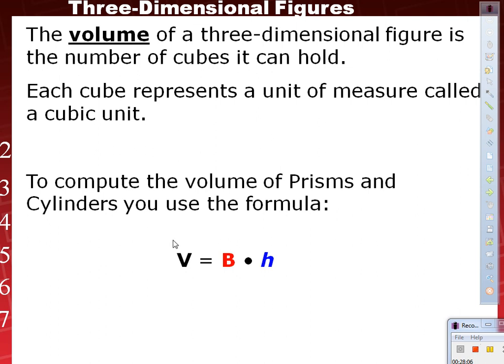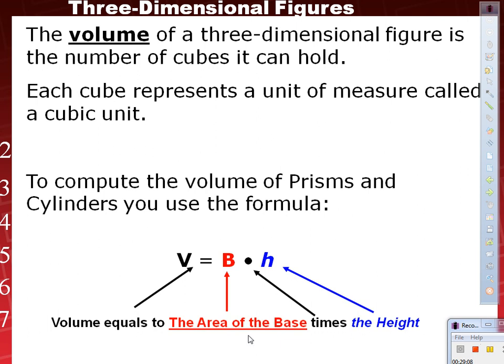What does this formula mean? It says volume equals base times height. But this is not a regular base. This is a capital B, which means area of the base of the 3D figure. Does that make sense? So the volume is equal to the area of the base times its height.